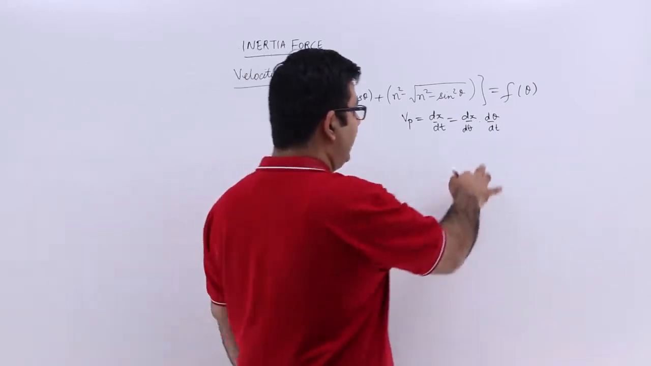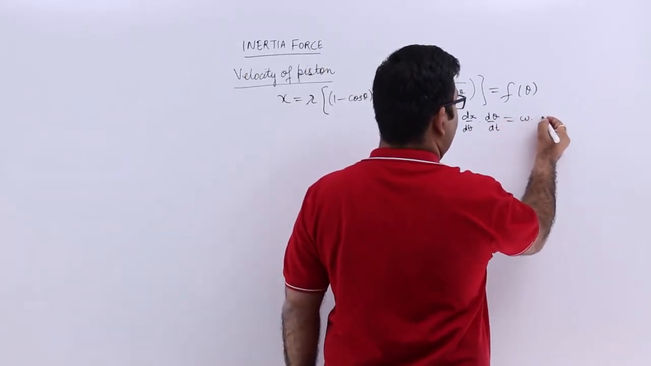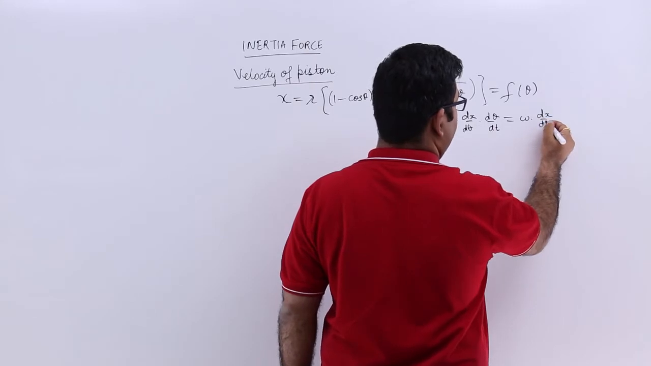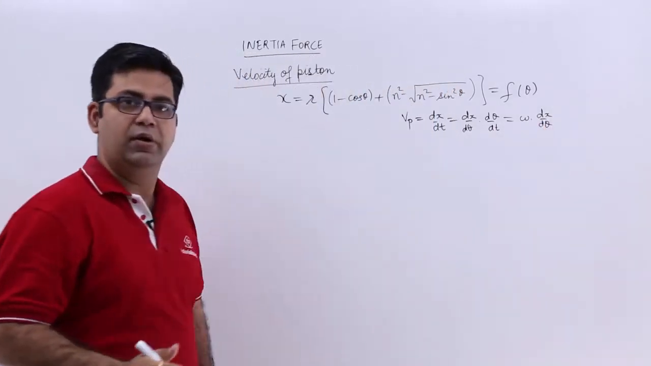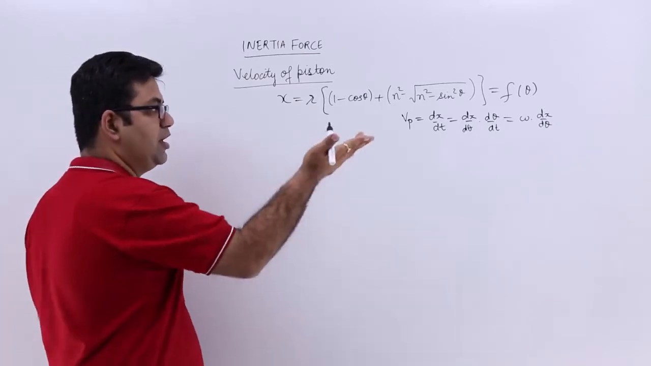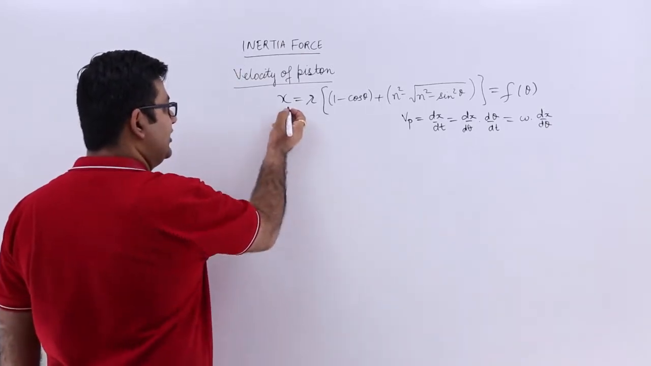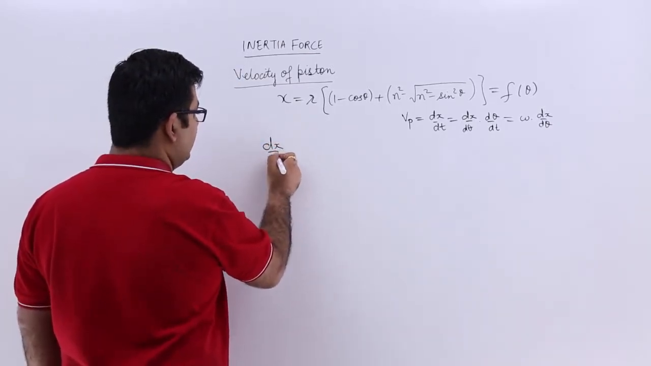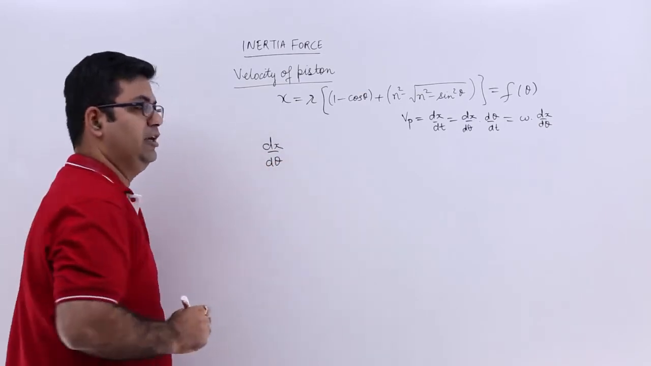So what is d theta by dt? It is omega, and you get dx by d theta. Now our main focus is to find dx by d theta, nothing else, because omega is already known to us. So we'll take this function and start differentiating it with respect to theta.